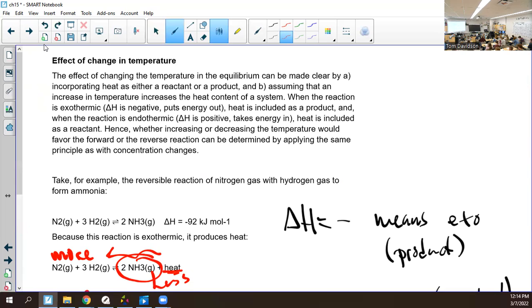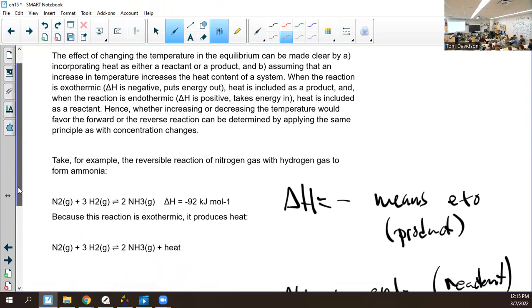When the reaction is exothermic, delta H is negative. That means energy is given out. Heat is included as a product. And when the reaction is endothermic, delta H is positive. That takes in energy. It is a reactant. Hence, whether increasing or decreasing the temperature would favor the forward or reverse reaction can be determined by applying the same principle as with concentration changes, which means add away, take, I stay. So follow the logic here.